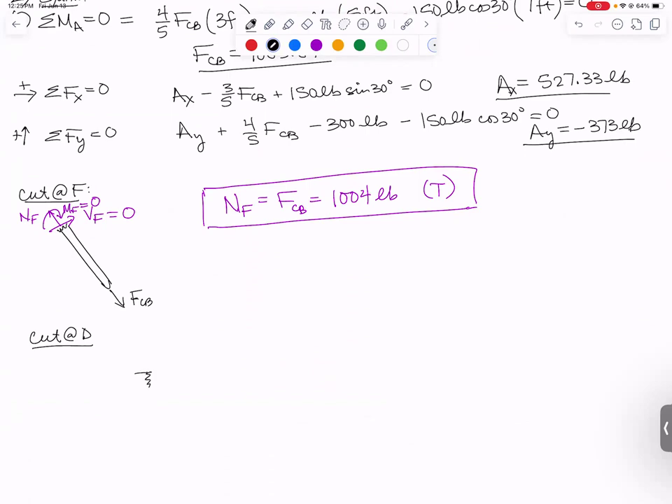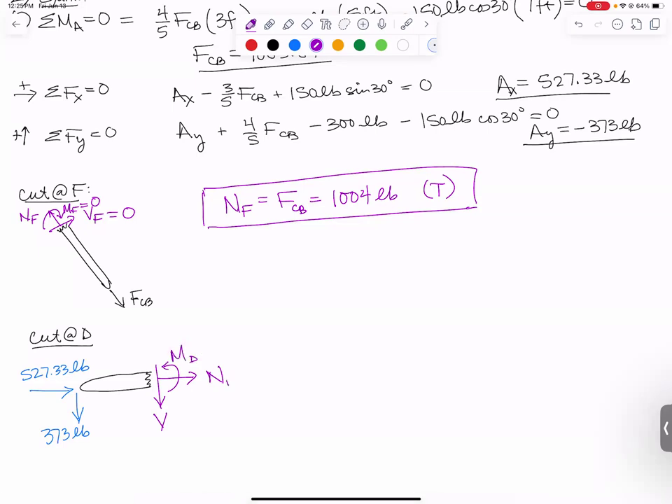Here is my cut. There is the rest of the part to the left. At A, we found out we were going to end up with, to the right, 527.33 pounds. And AY, I guessed it was upward. It came out negative, which means it actually acts downward. I'm just going to draw it on here as a downward 373 pounds now that I know the direction it acts. And then at the cut, you always draw a normal force, guessing that it's in tension. And on this side of a cut, you draw the shear force downward and the bending moment counterclockwise. And let me put subscripts D on all of these because we are finding the internal loads at point D.